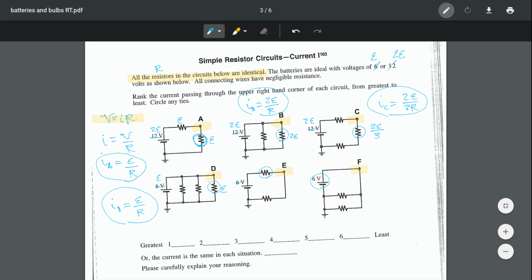Current here, we're calling this E. 2 resistors in series, so the drop over this top one is going to be E over 2. My current for case E is going to be E over 2R.